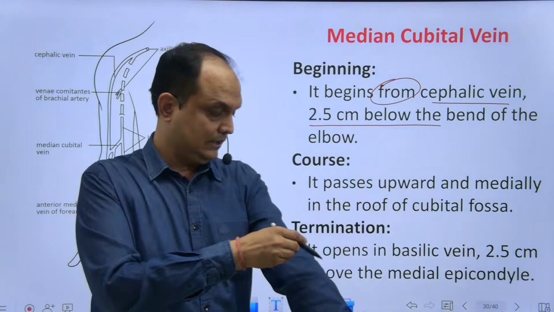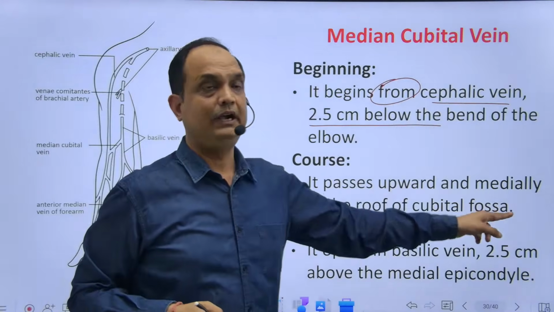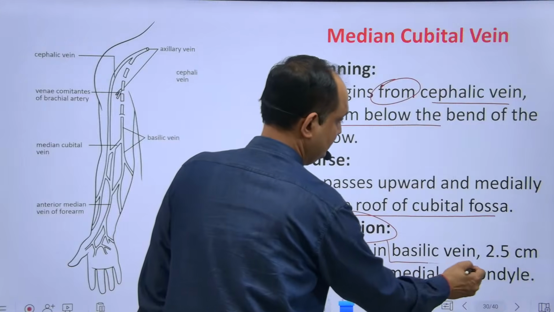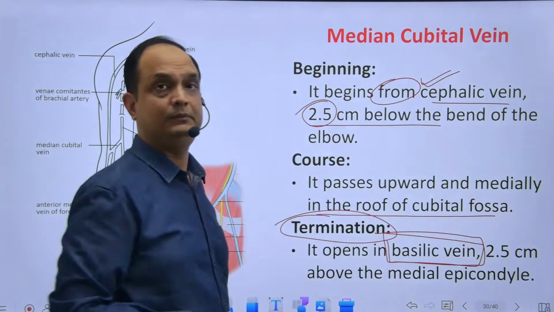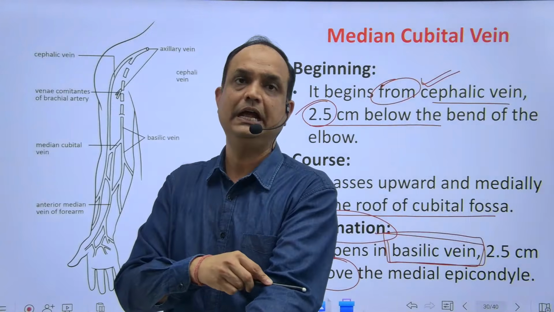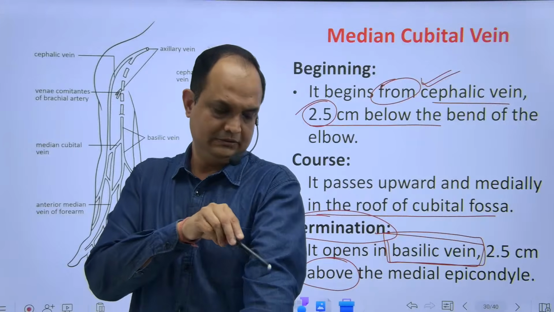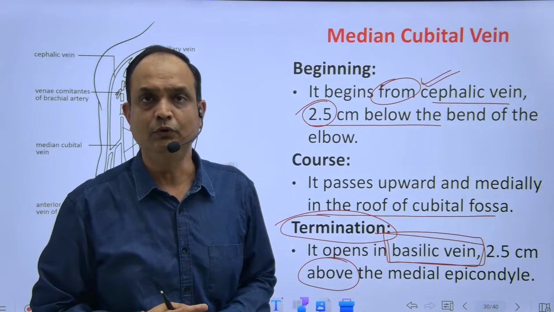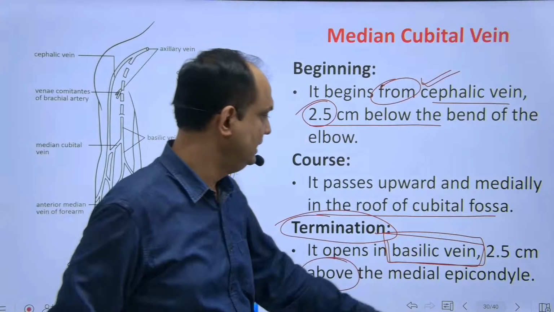Then it crosses obliquely. So it is not a horizontal vein, it is an oblique vein. So it goes upward and medially, and it lies in the roof of the cubital fossa. And where does it terminate? It terminates into the basilic vein, and it starts from the cephalic vein. So it starts 2.5 centimeter below, and it ends 2.5 centimeter above this crease of your elbow. So it is an oblique vein which is present in the roof of the cubital fossa. Why are we using the word roof? Because it is a superficial vein and superficial layers are present in the roof, that means just below the skin.